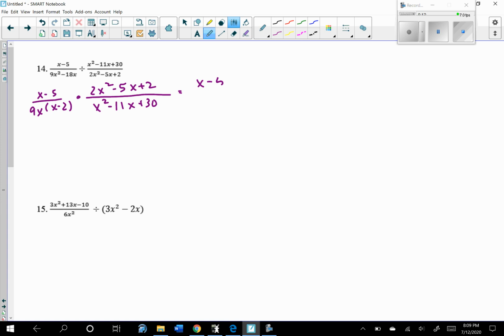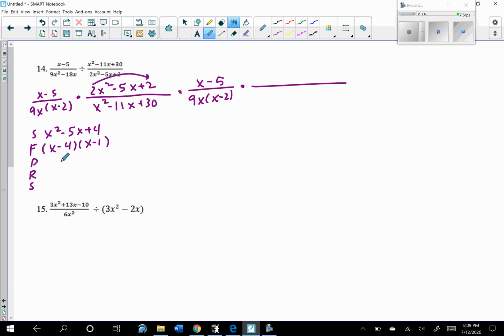So this becomes x minus 5 over 9x times x minus 2 times. Here I can factor out a GCF if I have it, which I do not. So I can do my Swedish fish factoring. Swedish fish don't really swim. So that means 2 times the 2. That gives me x squared minus 5x plus 4. Factors of 4 that add up to negative 5 would be x minus 4 times x minus 1.